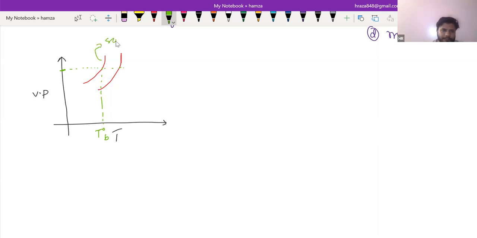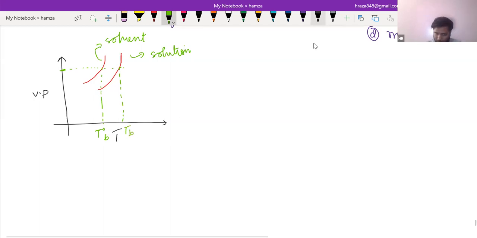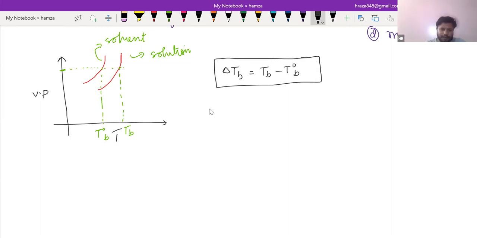This is for solvent, and this is for solution. So this is the boiling point of solution, and T0B is the boiling point of pure solvent. And here we are going to find delta TB. Delta TB will be equal to boiling point of solution minus boiling point of pure solvent. TB is the boiling point of solution, and T0B is the boiling point of pure solvent.